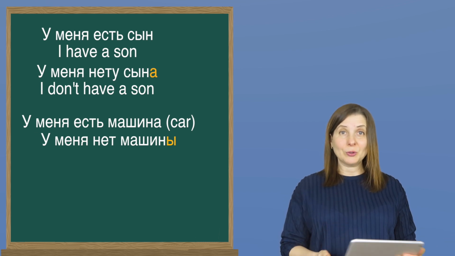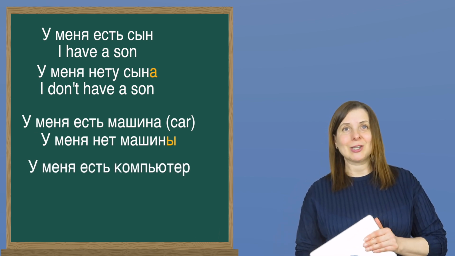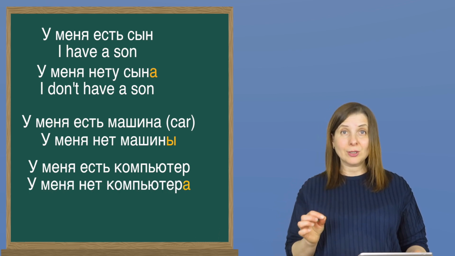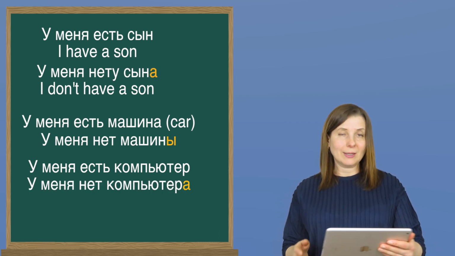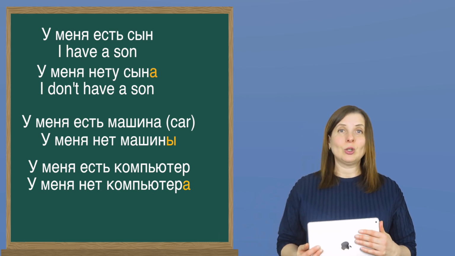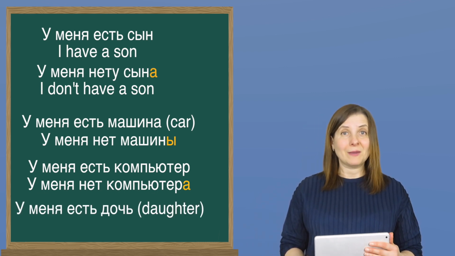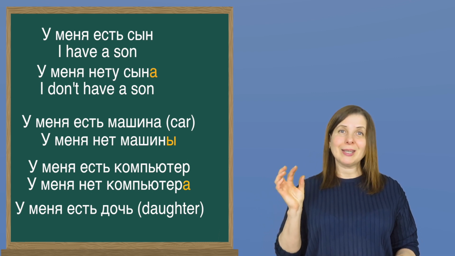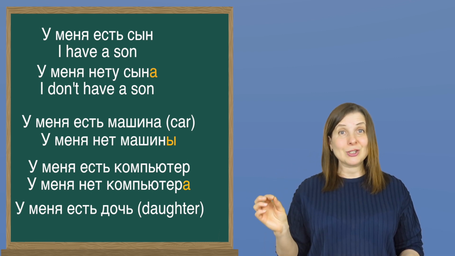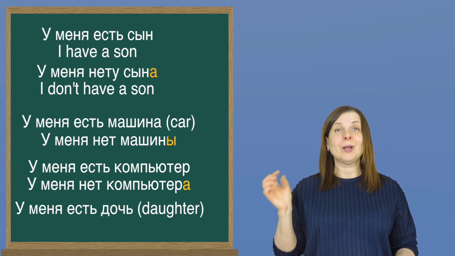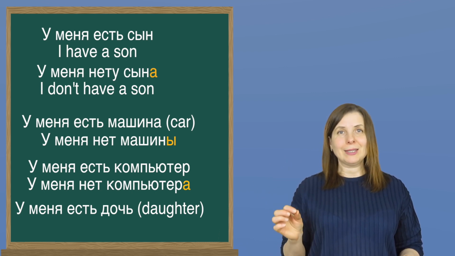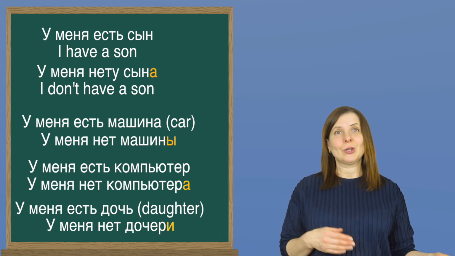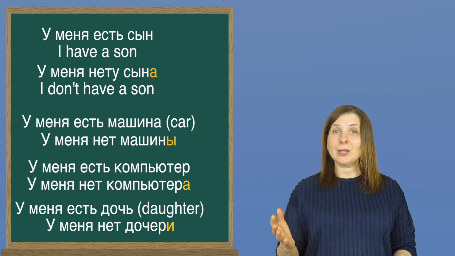У меня есть компьютер. How to say I don't have a computer? У меня нет компьютера. Because it's masculine, we have ending -а. У меня есть дочь. Дочь is a daughter, it's feminine, but the genitive is an exception, so we need to memorize this form. I don't have a daughter: у меня нет дочери. У меня есть дочь, у меня нет дочери. We will have more exceptions.